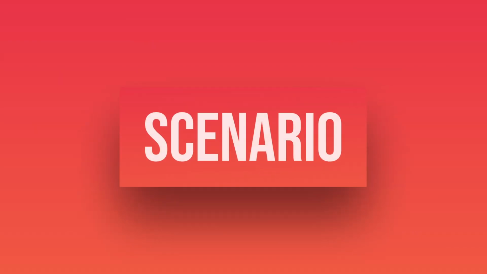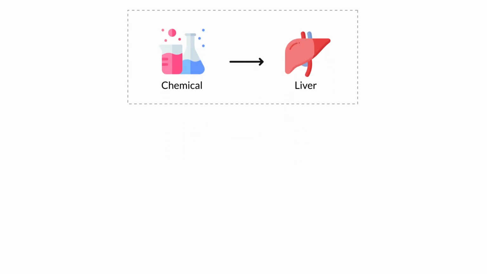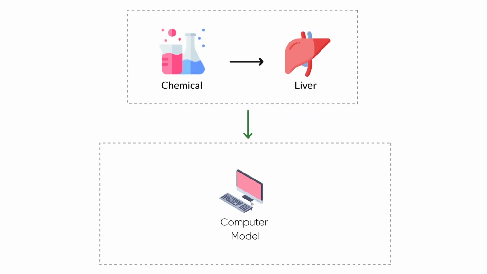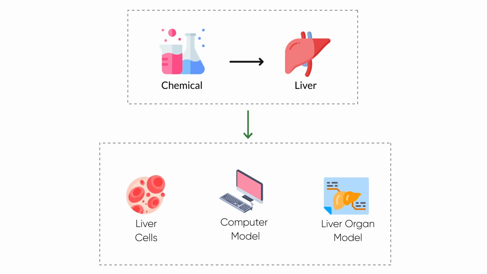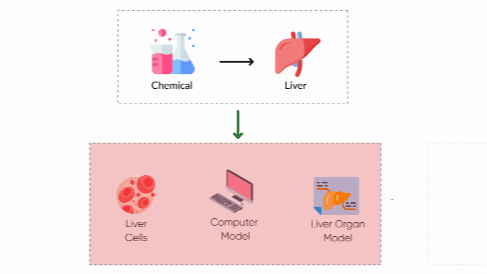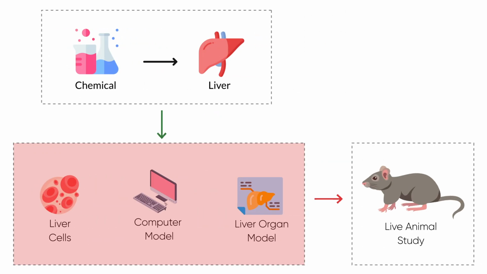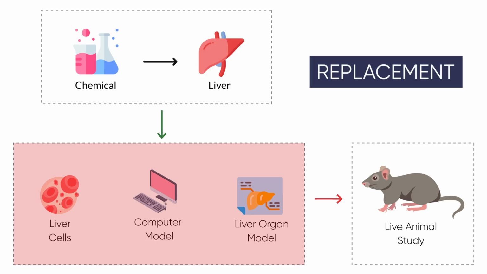Now let's talk about a scenario where replacement can be applied. Imagine a team wants to study how a chemical affects the liver. Before touching any animals, they first use a computer model, liver cells grown in the lab, and a liver organ model. Only if these alternatives don't answer the question, they move to animal studies. That's replacement in action.